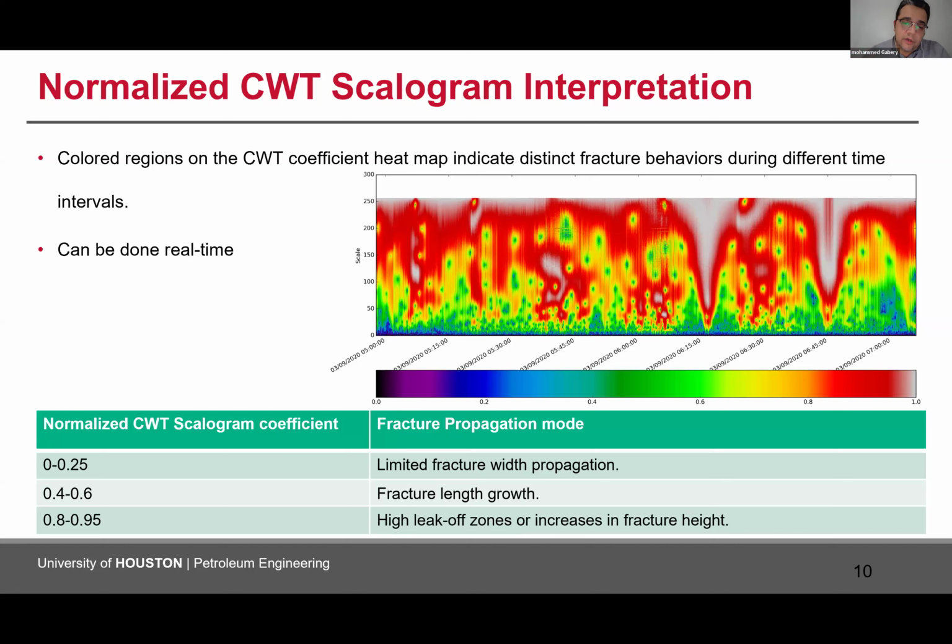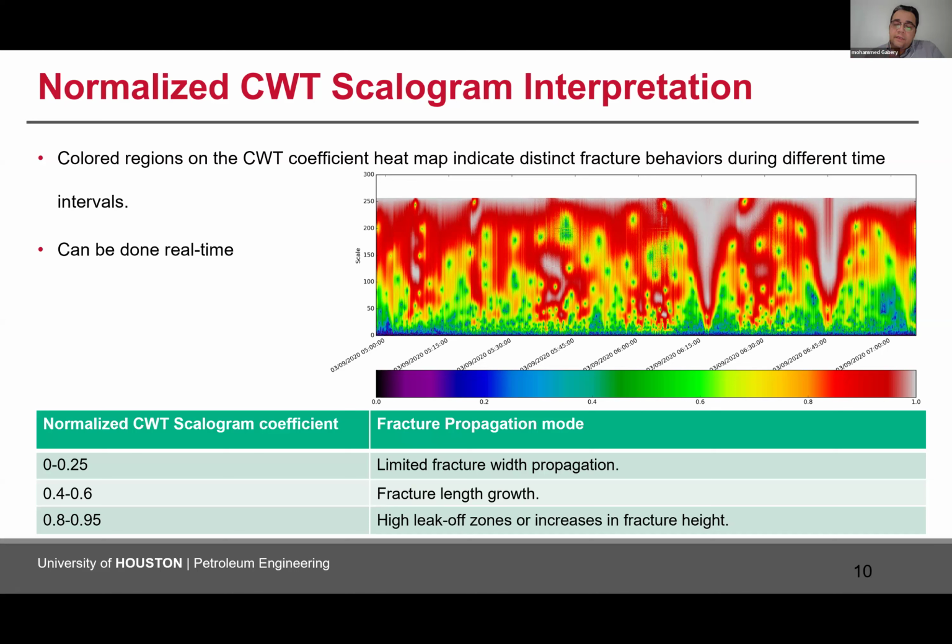we can infer fracture length growth. And if there is a high leak-off zone, or intersection of a natural fracture, or fracture propagation in height, we can see it as a domination of high energy in the normalized CWT scalogram. So that's the area of interaction with natural fractures or a high leak-off zone, and then the fracture tries to propagate against this source of leak-off. So the fracture flames increase again at this time period.